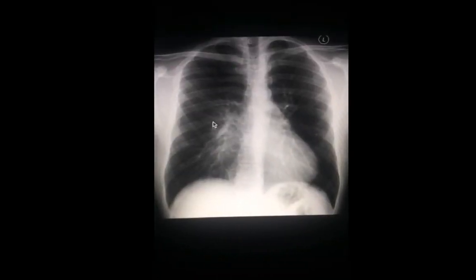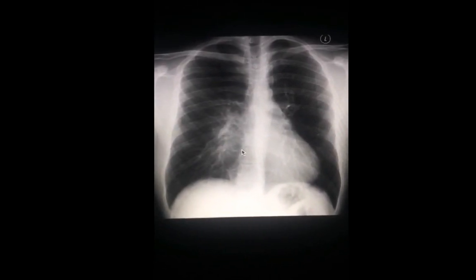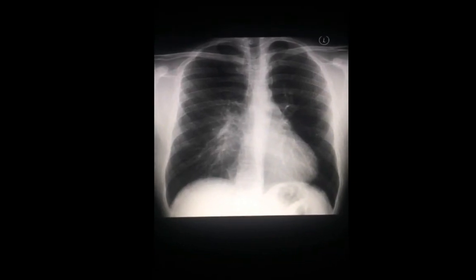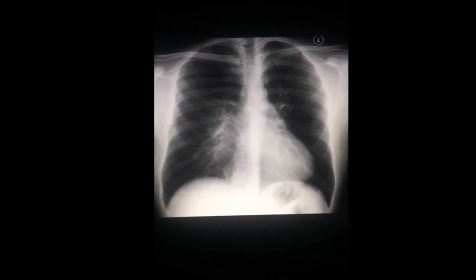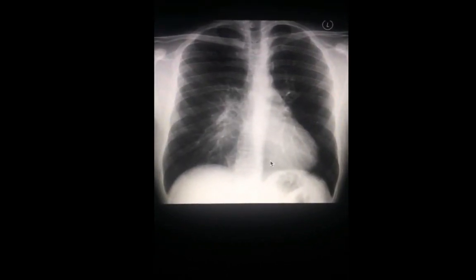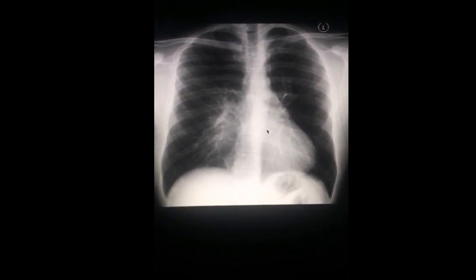You probably have noticed this ill-defined opacity along the medial aspect of the lower lung. However, this patient is asymptomatic. One consideration would be pneumonia. This would be very unusual in a patient who does not have symptoms. Another consideration for this abnormality would be collapse. With collapse, you'd expect volume loss and shift of structures to the right side.